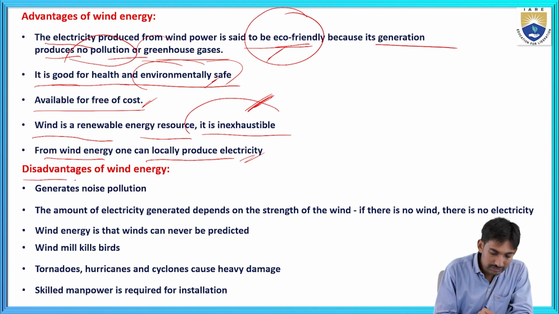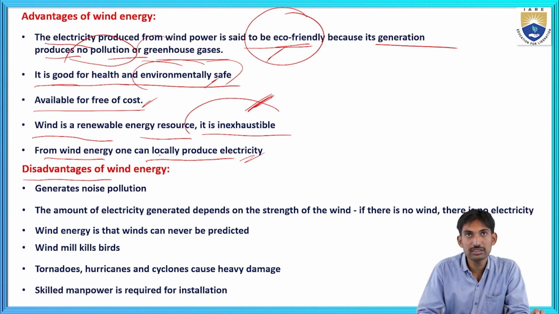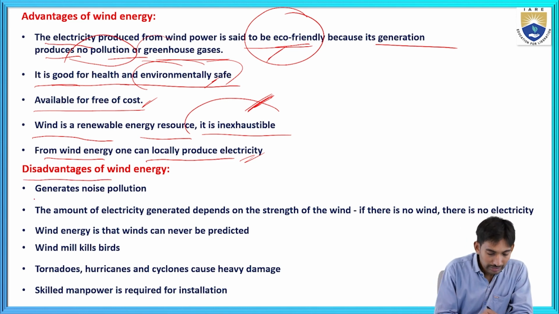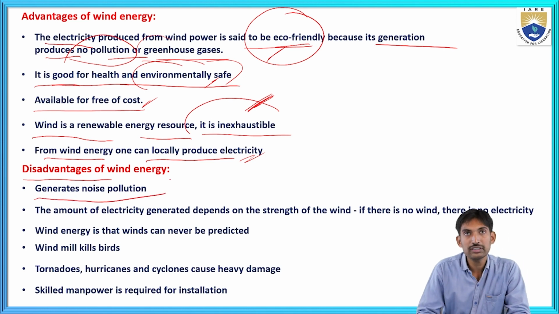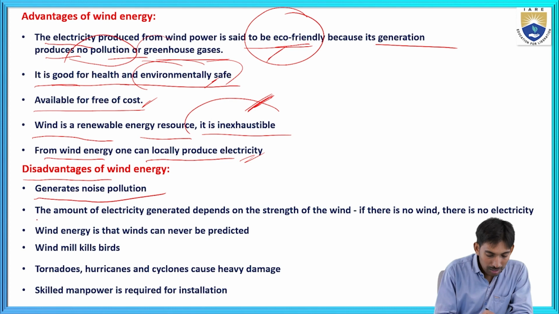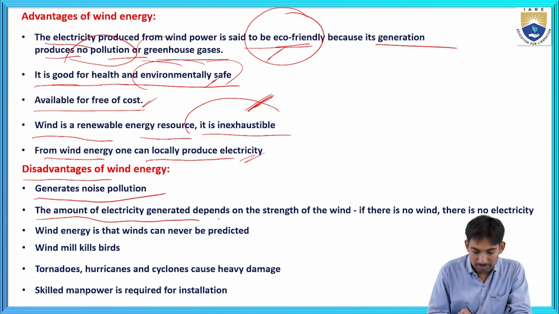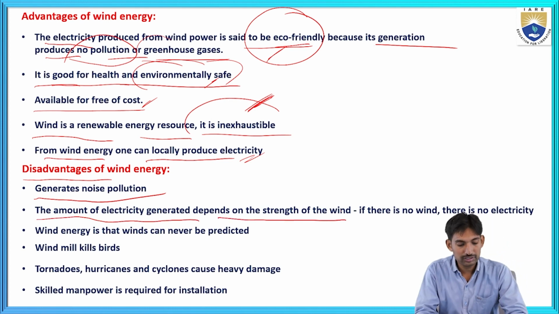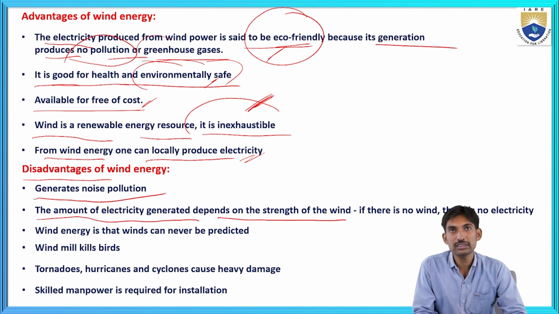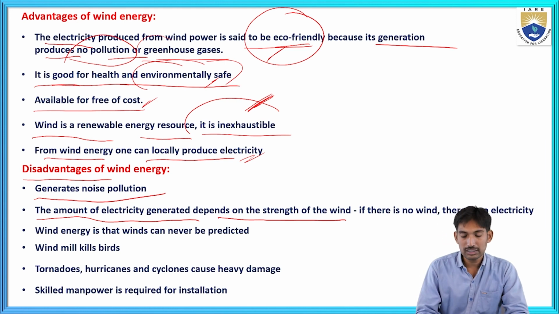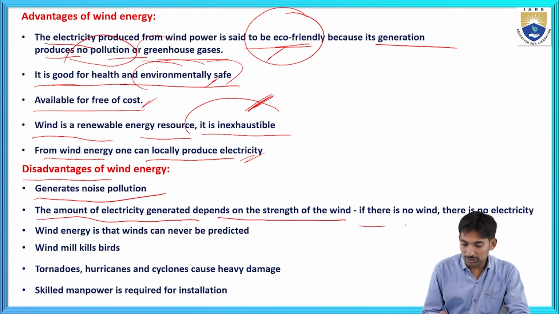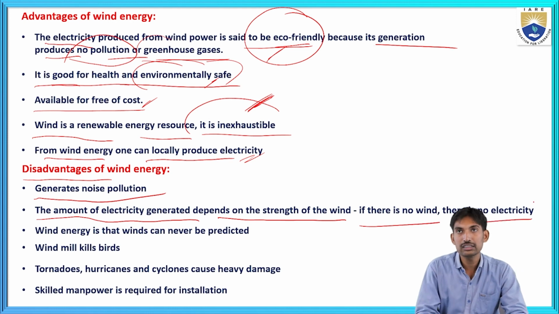The disadvantages of wind energy. It generates noise pollution. The amount of electricity generated depends upon the strength of the wind. If there is no wind, there is no electricity.